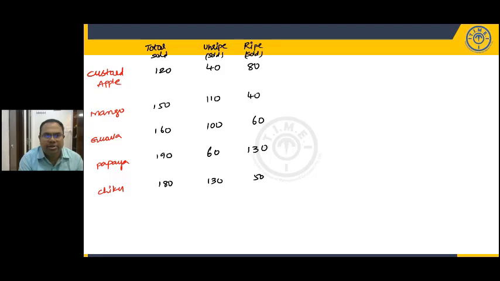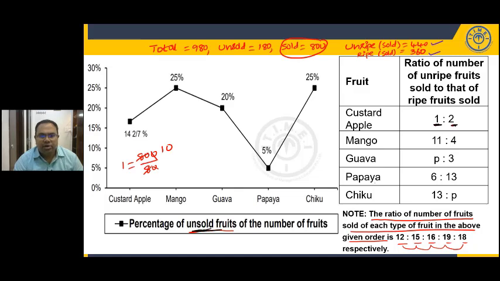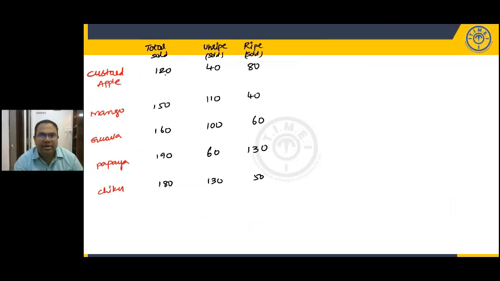Now let us use this line graph: percentage of unsold fruits in number of fruits. 14 and 2 by 7 percent, unsold is 1 by 7. Unsold 1 by 7 means custard apple. Sold should be 6 by 7. I'll write here: 14 and 2 by 7 percent means 1 by 7 unsold. So sold is 6 by 7. 6 by 7 is 120. Right? 6 by 7 of total is 120, na?